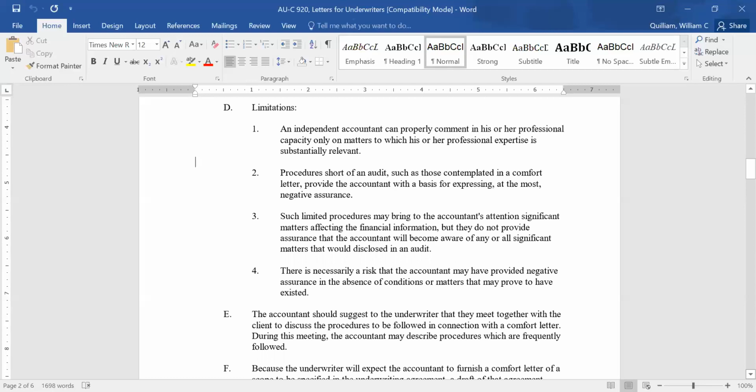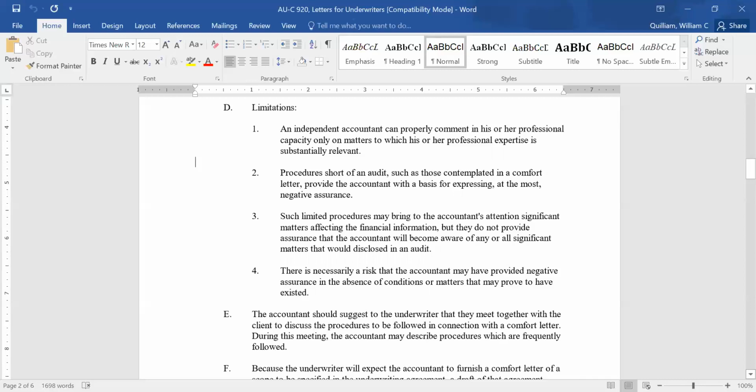There are three things we can never comment on, and I've mentioned this before. One is the competence of a party such as management. Never. Another thing is to give a legal conclusion. We can never give a legal conclusion. And then third, we can never vouch for the achievability of something such as a financial forecast or a budget.